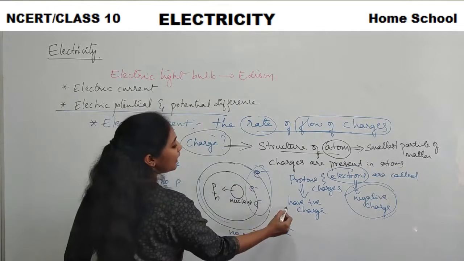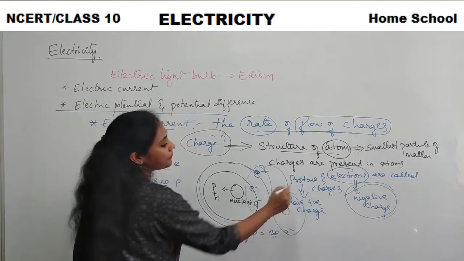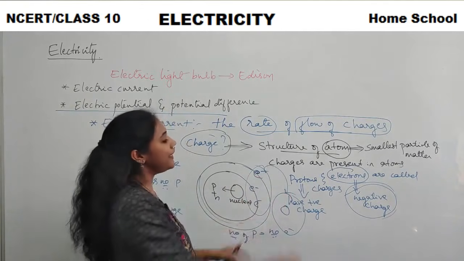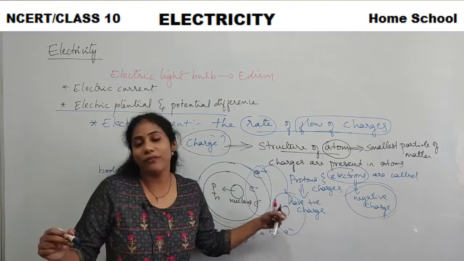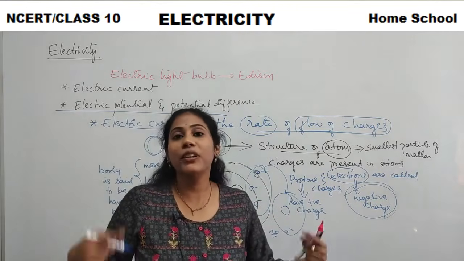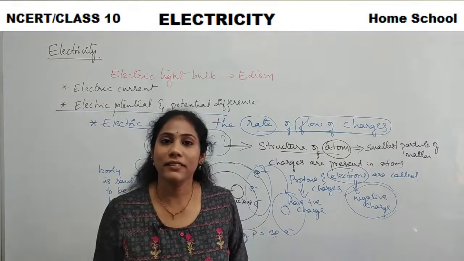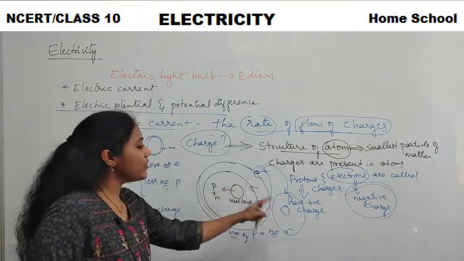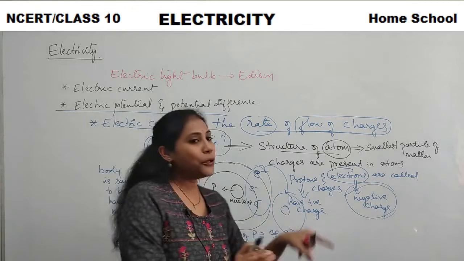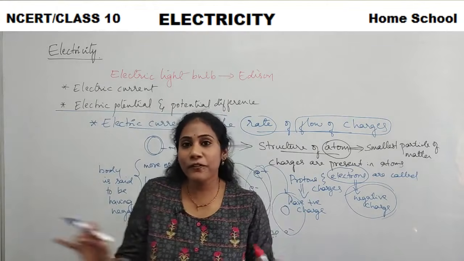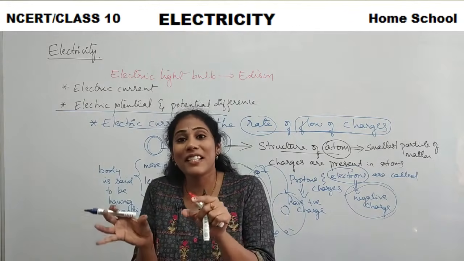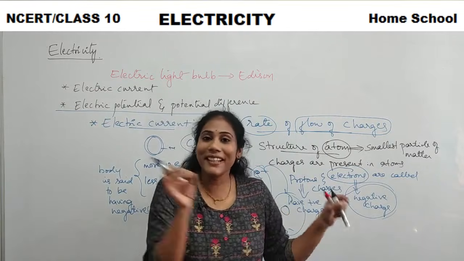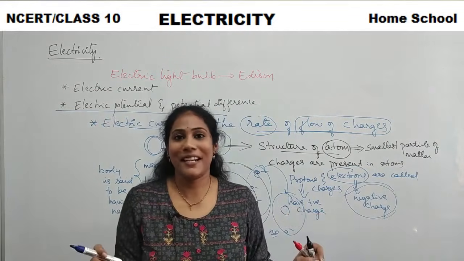Actually, this electron can jump to one more atom. This moment is very important to create electricity. Now let us see how this electron jumps from one atom to another atom, and in which substances electrons can jump from one atom to another atom. That is very important to understand.